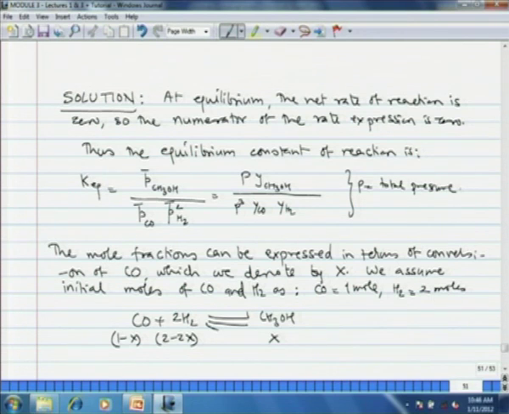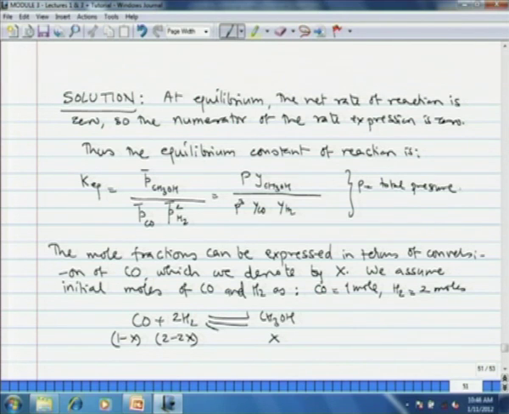The fugacity is equal to total pressure P of the reactor into y CH3OH, the mole fraction of methanol. Then for the denominator, P cube into y, the mole fraction of carbon monoxide, y mole fraction of hydrogen. The mole fractions, now we have to estimate. These can be expressed in terms of conversion of CO, which is the main or the reference reactant, which we denote by X. The conversion of carbon monoxide is X.